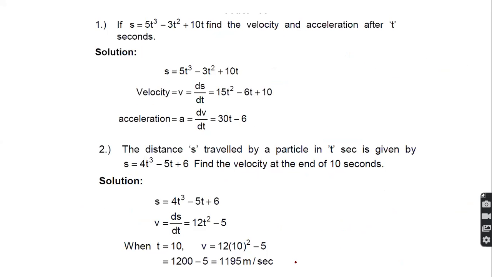Now, we will discuss a few problems on this. If s equal to 5t cube minus 3t square plus 10t, find the velocity and the acceleration after time t seconds. Very simple. If you differentiate one time, that is velocity, that is ds by dt. So differentiating gives 5t square minus 6t plus 10. And if you differentiate one more time, two times, that is also known as d square s by dt square.